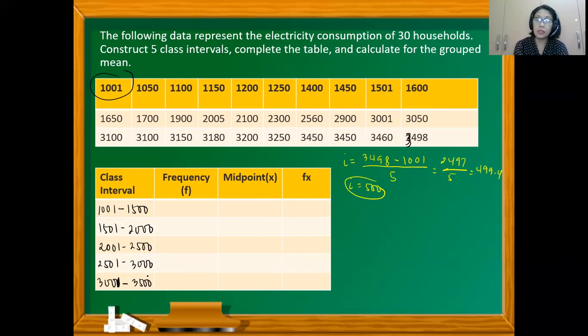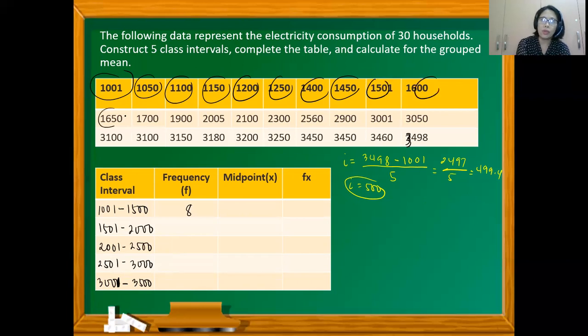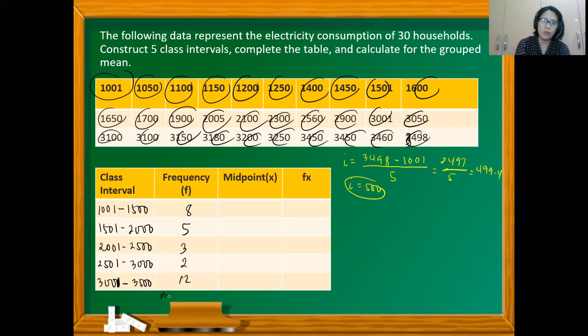So we're going to tabulate as what we did in the first example. So how many values will fall on the first class? So we have 1, 2, 3, 4, 5, 6, 7, 8. So we have 8 here. How about from 1,501 to 2,000? 1, 2, 3, 4, 5. And then 2,001 to 2,500. So 1, 2, 3. 2,501 to 3,000. So 1, 2. And then the last class. So we have 12. 1, 2, 3, 4, 5, 6, 7, 8, 9, 10, 11, 12. So a total of 30 here.